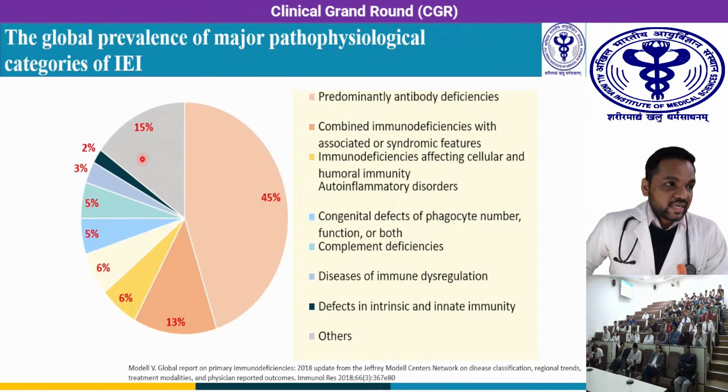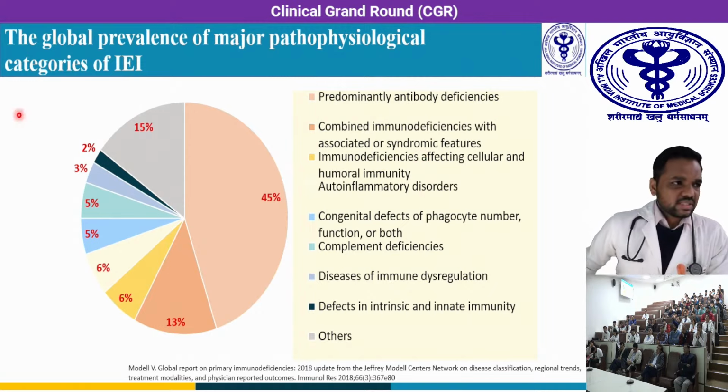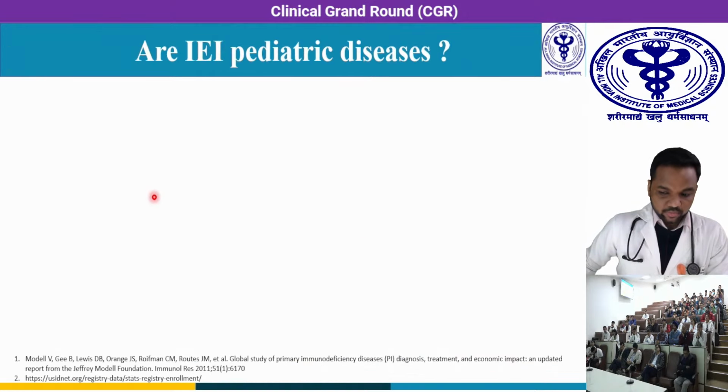Coming to the specific categories of these disorders, the most common is predominantly antibody deficiencies, followed by combined immunodeficiencies, either associated with syndromic features or not. So these 3 constitute the major portion of the IEI disorders.